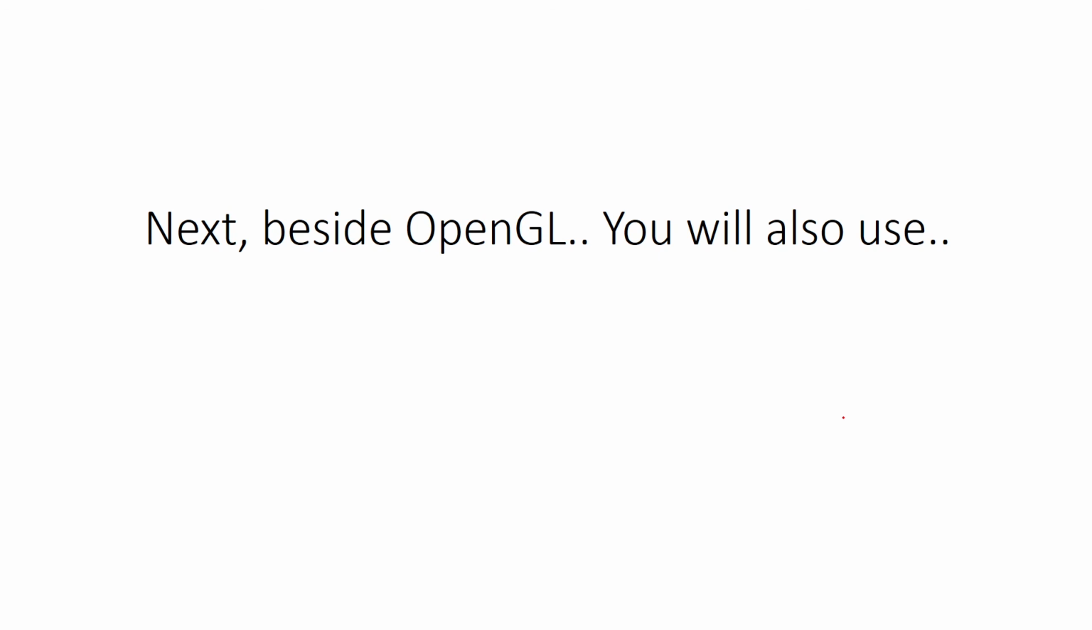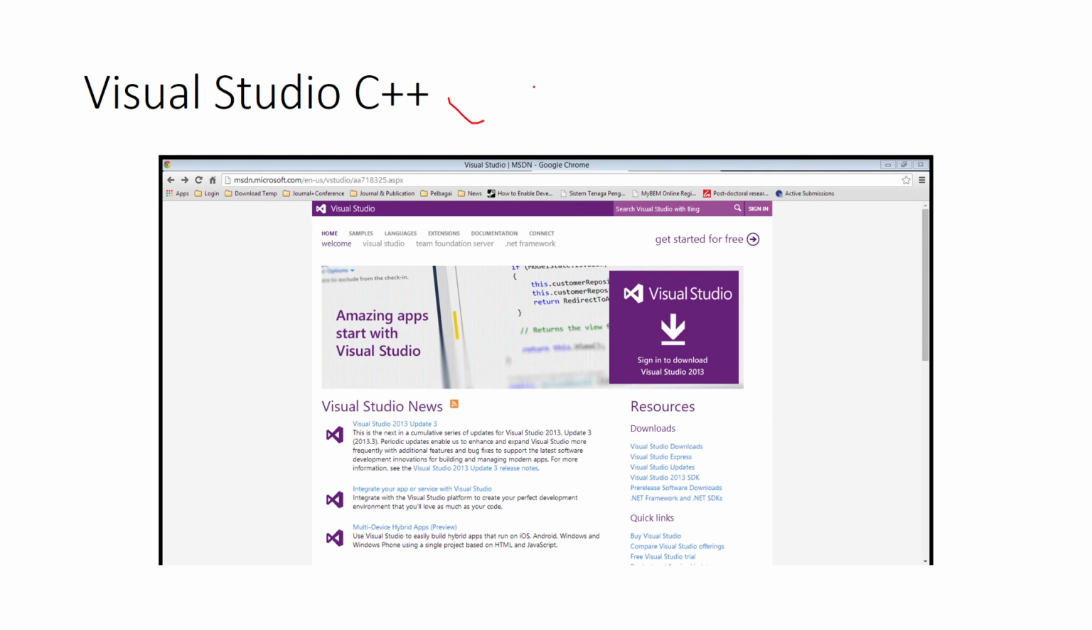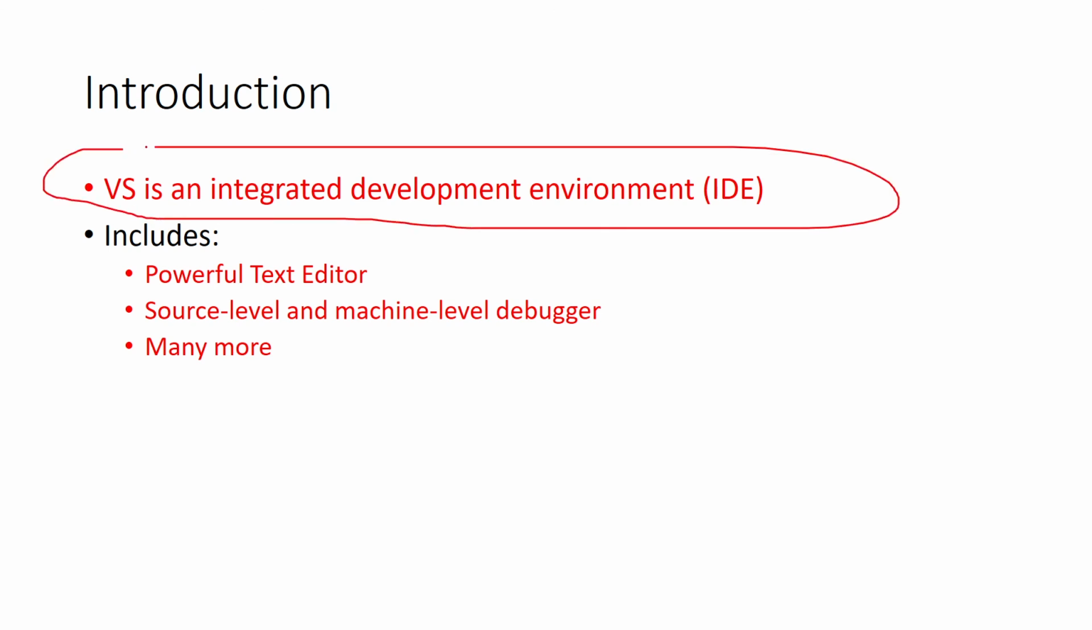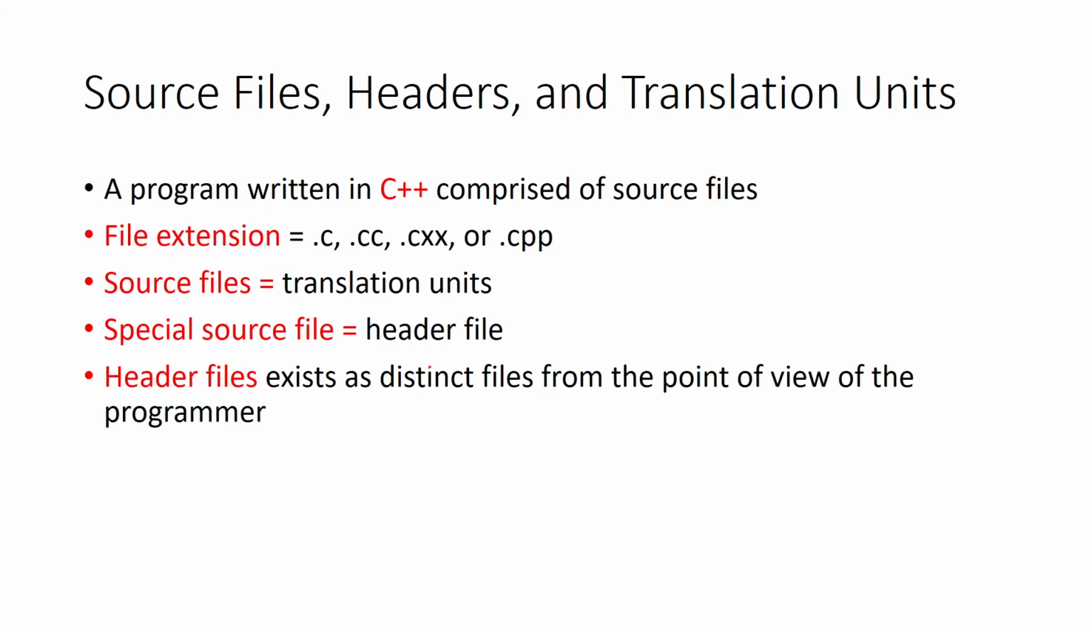the documentation link. Next, besides OpenGL, you will also use Visual Studio C++. Visual Studio introduction. VS is an integrated development environment, IDE. It includes a powerful text editor, and a source-level and machine-level debugger, and many more. Source files, headers, and translation units.